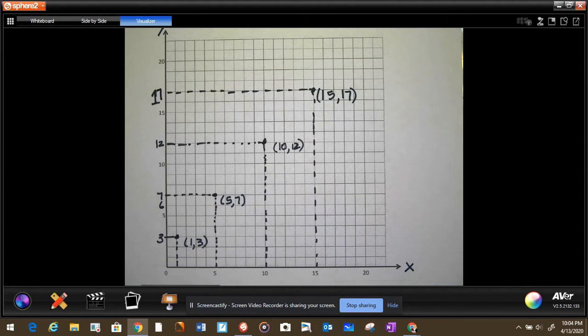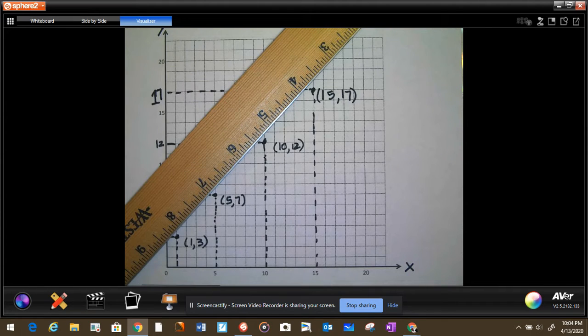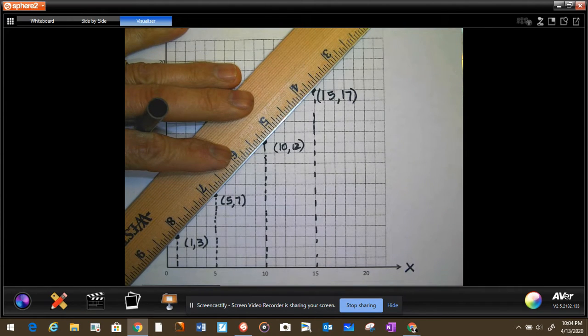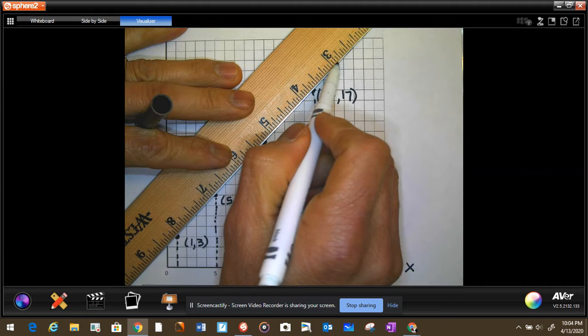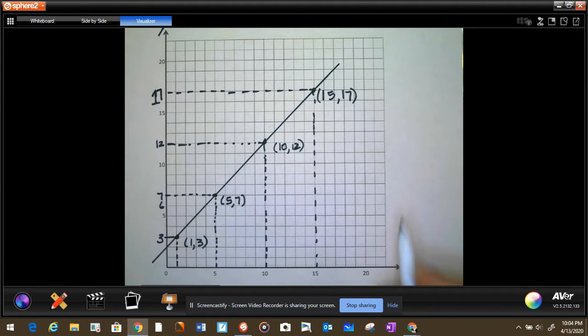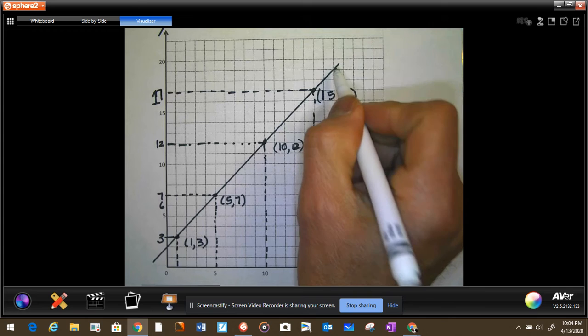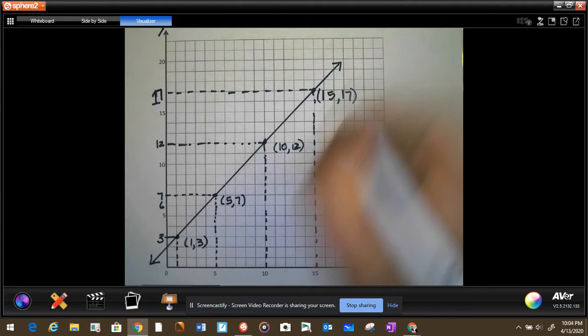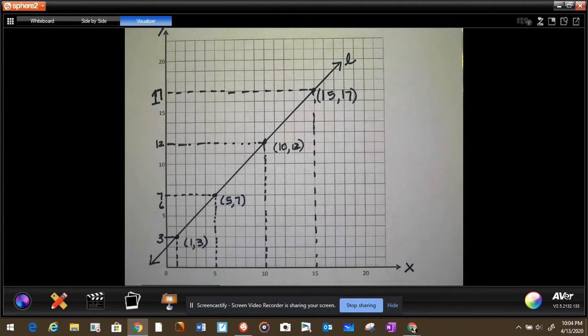And now remember what we said last time. All of these points make a line. And that line's name is line L.